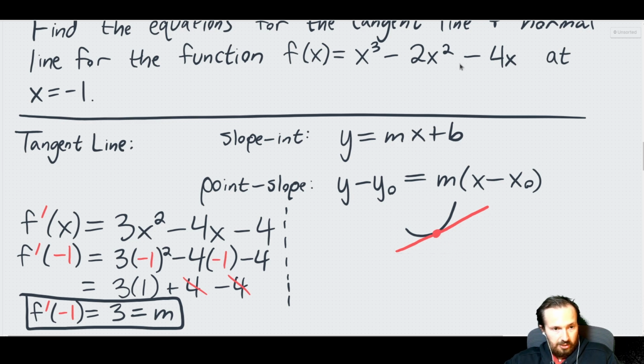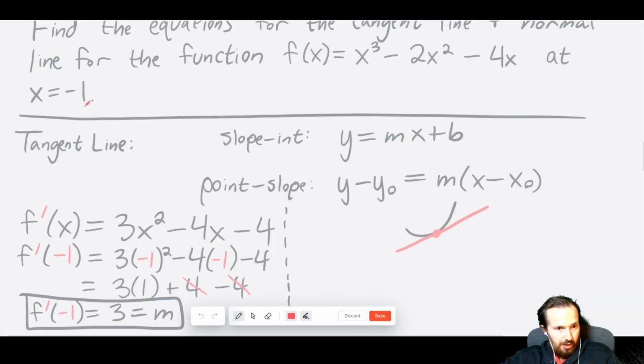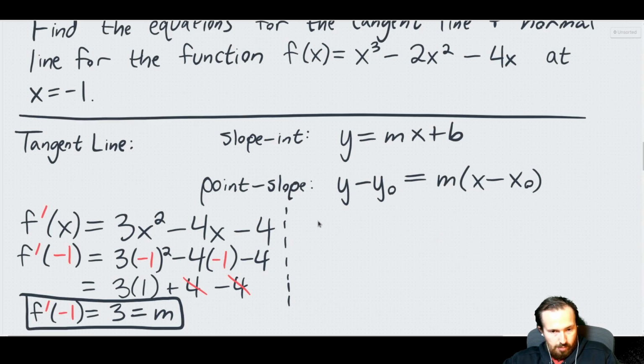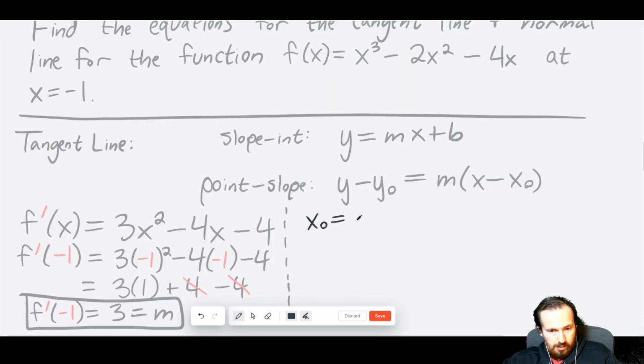What is the point of tangency here? It's literally the point we're trying to find the tangent line at. So here, for example, they give us the x-coordinate of the point of tangency. So we already know x0 is equal to just -1 because they told us. All we need to figure out is y0. How can we do that? How can we figure out the y-coordinate of the point of tangency if we already know the x-coordinate?